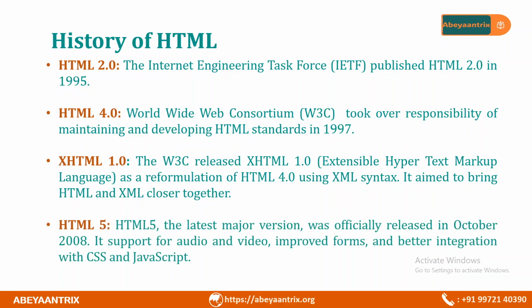Okay, so the next version is HTML5. HTML5 is the latest major version. It was officially released in October 2008. It supports audio, video, improved forms, and better integration with CSS and JavaScript. Presently we are using HTML5 only. From 2008 till now, we are using HTML5 only. It is the major version developed for the web.